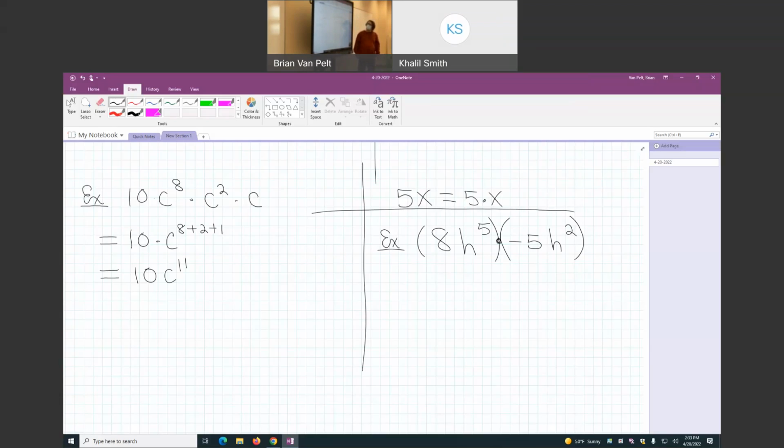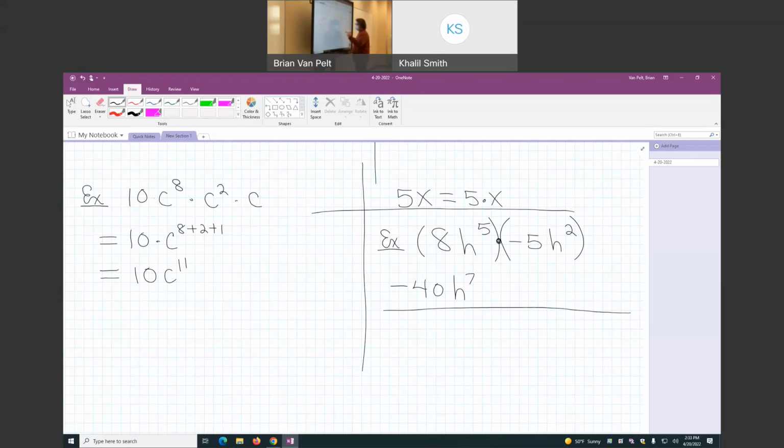So, negative 40, there you go. h to the 7. That's right, negative 40 h to the 7. How do you get to that? I'll explain how all of them happen. But the beauty for you is the numbers and h's are not mixable. You understand? I can only put the numbers together.